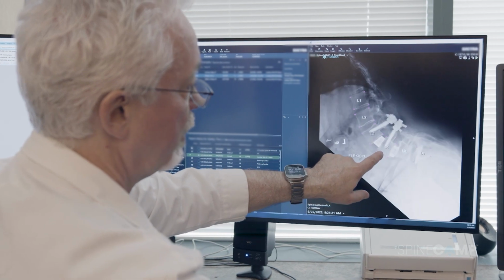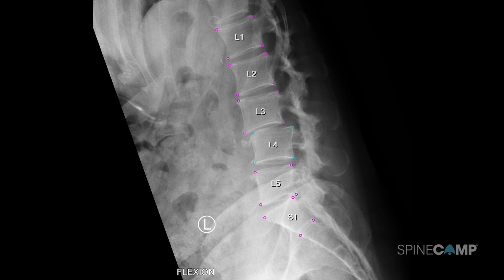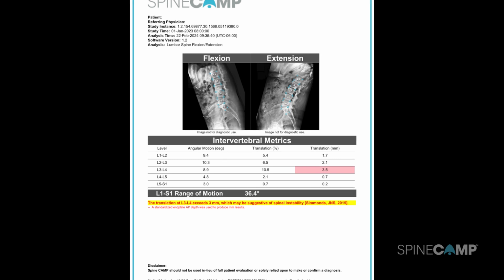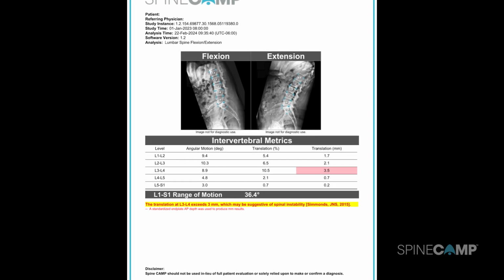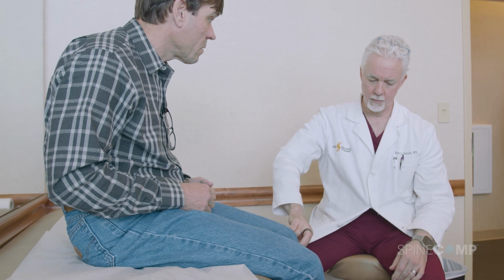What the SpineCAMP AI does, that's doing millions and millions of things per second, is identify very specific points in a reliable fashion, and then take those points and measure them in a very accurate fashion. So the final product is instantaneous to the surgeon and gives us very accurate data that we can use to make decisions.